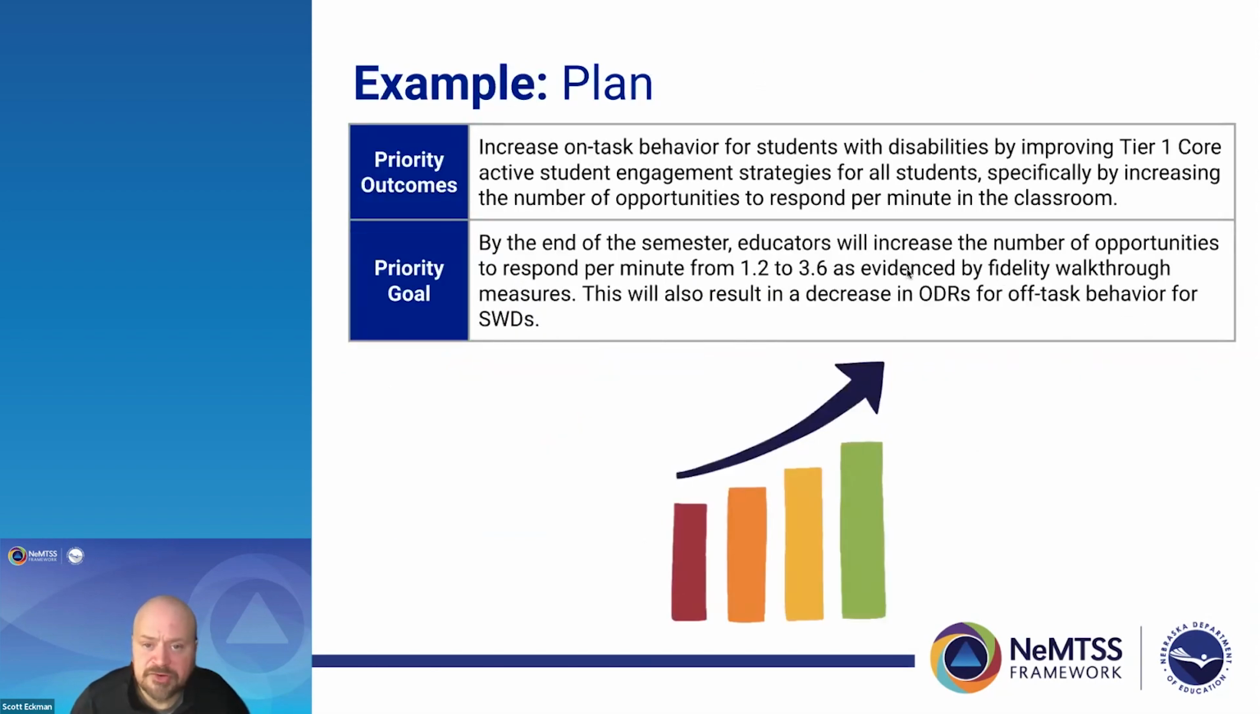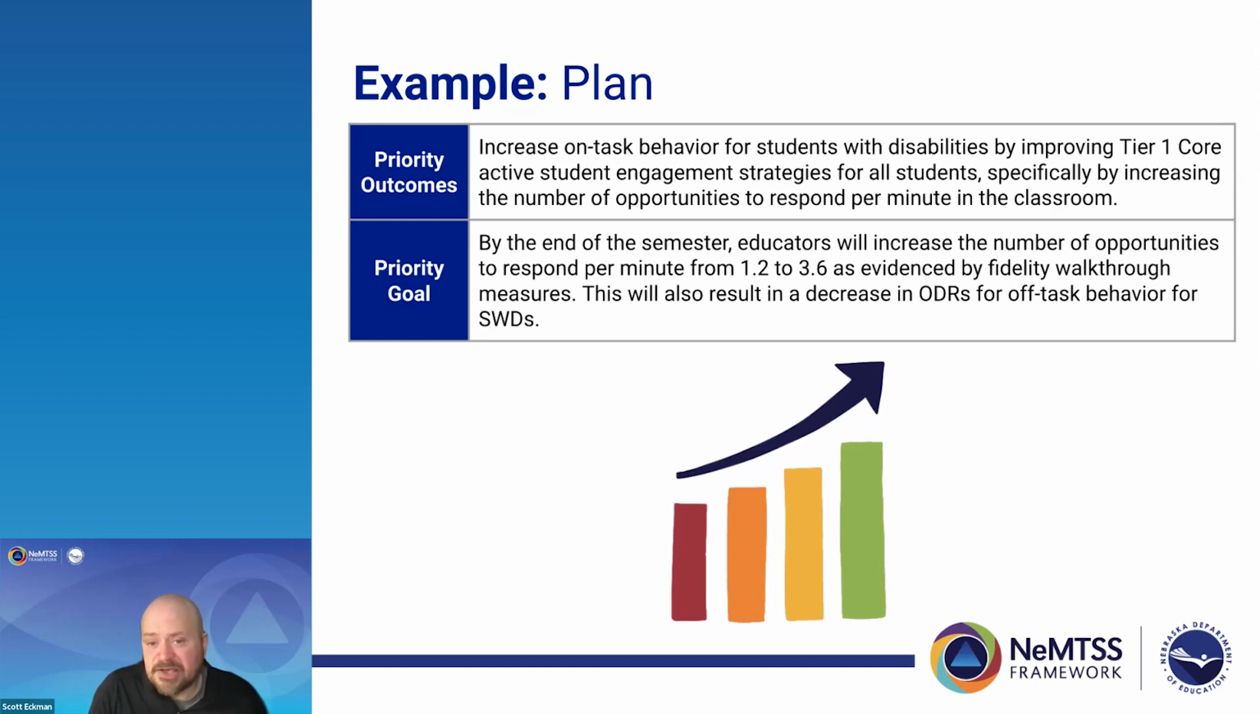As we build on the example from earlier, where students with disabilities were more likely to receive a behavioral referral than their peers, due to the district not providing adequate and ongoing professional learning opportunities in the area of active student engagement, we're going to start identifying a priority outcome, or what we would like to see as a result of our plan, and setting a priority goal for improvement. In this scenario, the team determined that the priority outcome they would like to see is an increase in on-task behavior for students with disabilities by specifically improving Tier 1 core active student engagement strategies for all. This can be achieved by increasing the number of opportunities to respond per minute in all classrooms.